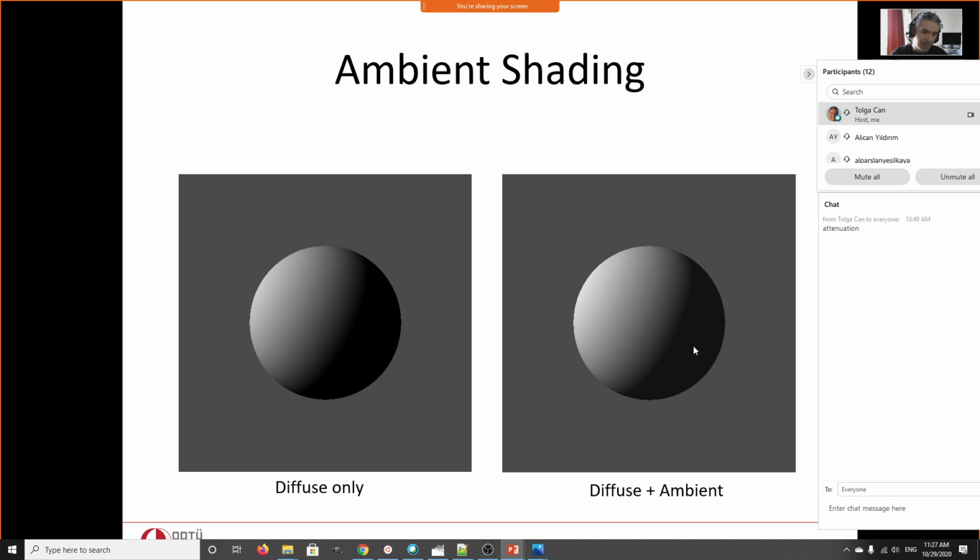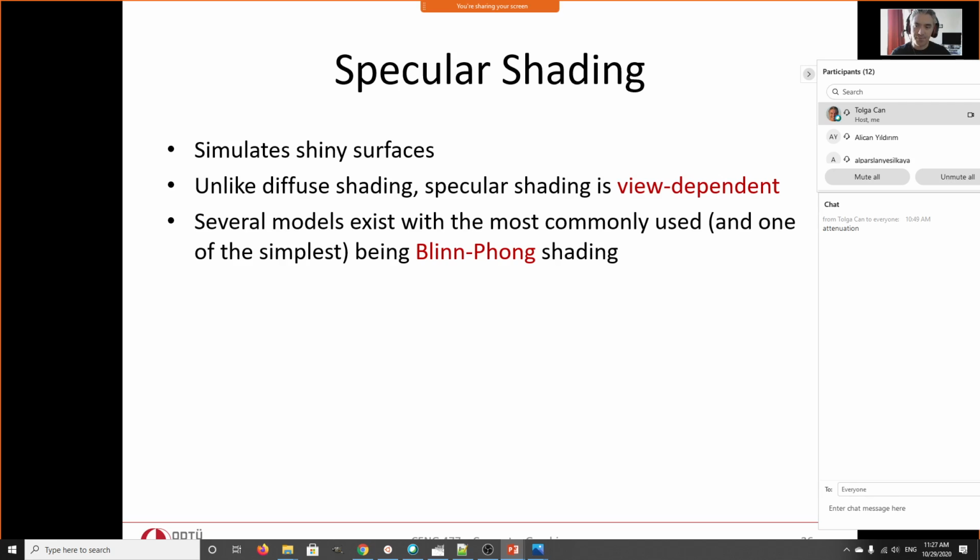With ambient, we have dark gray parts, not black. Now, specular shading, sometimes called Blinn-Phong shading. The difference, by the way, if you take a look at the diffuse and ambient components: the camera position, the I vector, is really irrelevant when computing the diffuse and ambient components at a point on a surface. So they are view independent.